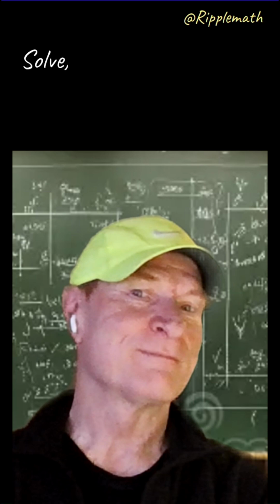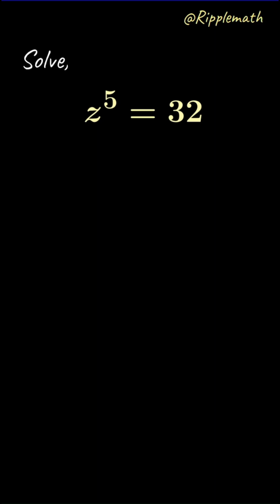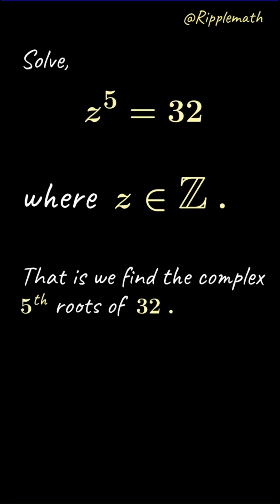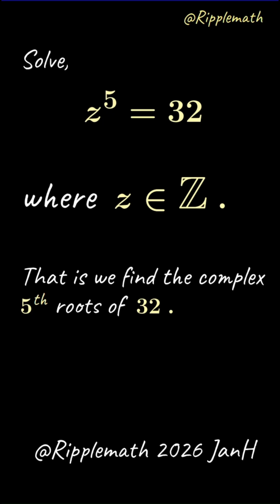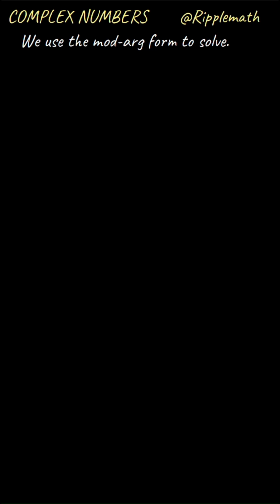Hi guys. All right, we're going to solve a complex equation, z to the 5 equals 32, where z is a complex number. So another way of saying that is we want to find the complex fifth roots of 32. Now we're going to be using the mod arc form to solve this. I've talked more about the mod arc form in a previous video, and I'll link to that at the end.